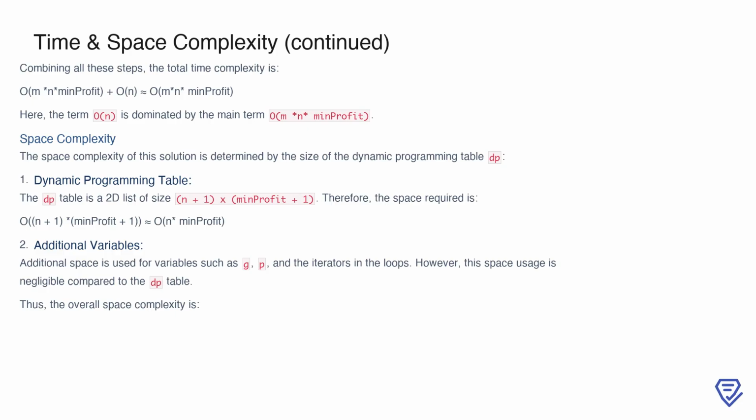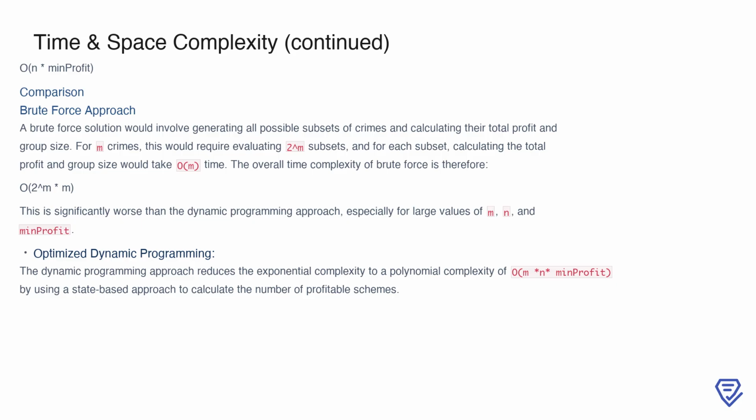Now, shifting to the space complexity, the primary factor here is the dynamic programming table, DP. This table has dimensions of n plus 1 by min profit plus 1, which translates to a space complexity of O((n+1) * (minProfit+1)). For large values of n and min profit, this simplifies to O(n * minProfit). Any additional space used for variables, such as loop iterators or temporary variables like g and p, is minimal and does not significantly impact the overall space complexity. Thus, the space complexity of the solution is O(n * minProfit).